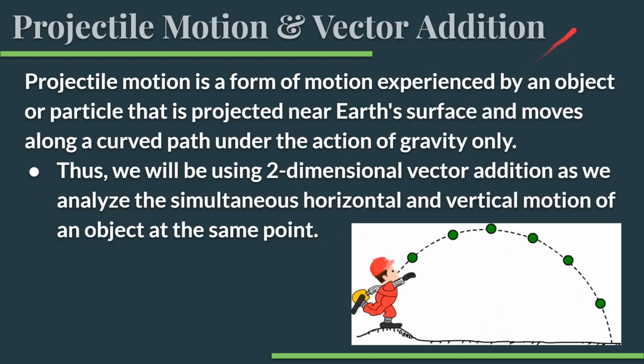So projectile motion is a form of motion experienced by an object or particle that is projected near Earth's surface and moves along a curved path under the action of gravity only. So again, the only force acting on them is gravity. Thus, we will be using two-dimensional vector addition as we analyze the simultaneous horizontal and vertical motion of the object at the same point. So when we look at the path that these objects follow, we're going to look at how the vector addition is what produces that curve that we see.